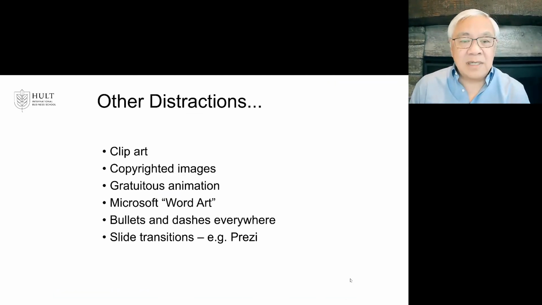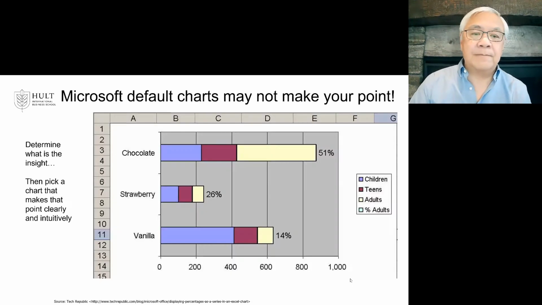There are other distractions: clip art, copyrighted imagery, gratuitous animation, word art from Microsoft, or lots of bullets and dashes, or a lot of transitions from slide to slide. Prezi, although it's cool, makes me dizzy sometimes watching the screen flip around on its axes and move around. So is that adding to the message and the logic flow? Or is it distracting or superfluous if not distracting?